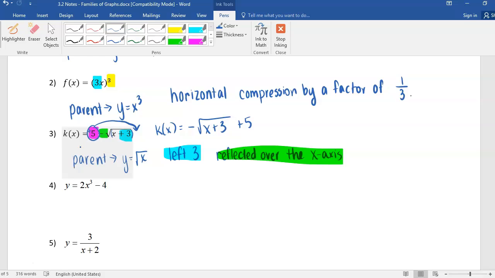Let's see. Does anybody know what that does now that it's over here on the end? What's that plus 5 do? Madeline? It's going to move the graph up 5. So that plus 5 moves it up 5.